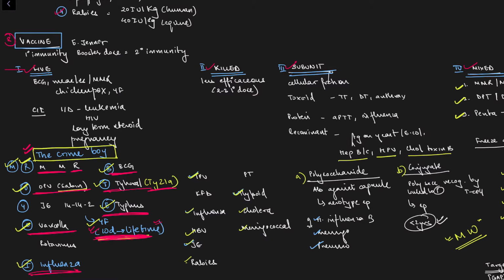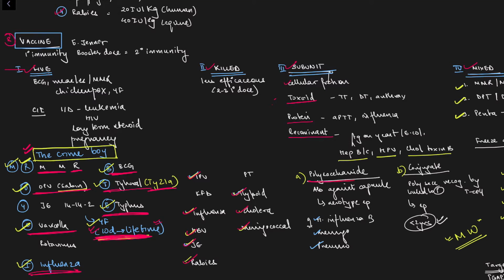Then killed vaccines, they are less efficacious. What are some important killed vaccines? IPV, influenza, JE, hepatitis B, rabies, then typhoid, cholera, meningococcal. Right? Subunit vaccines, they are cellular fractions like toxoids of TT, DT, anthrax, proteins like aP of DPT, influenza, and recombinant vaccines like hepatitis B and C, HPV, and toxin B.